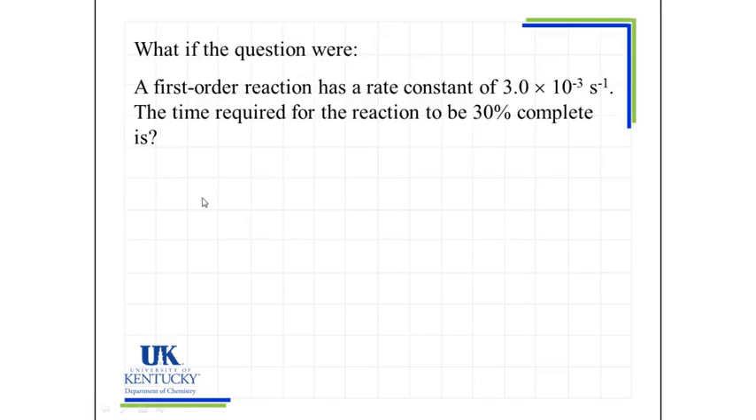This problem is a little bit different in that it doesn't have a nice multiple of half-lives. It's 30% complete. Well, if it's 30% complete, what we're going to want to do, if we can't figure it out by a certain number of half-lives, is we're going to go back to our first order kinetics problem, our integrated first law. And this is really the first time we are seeing this equation being used.